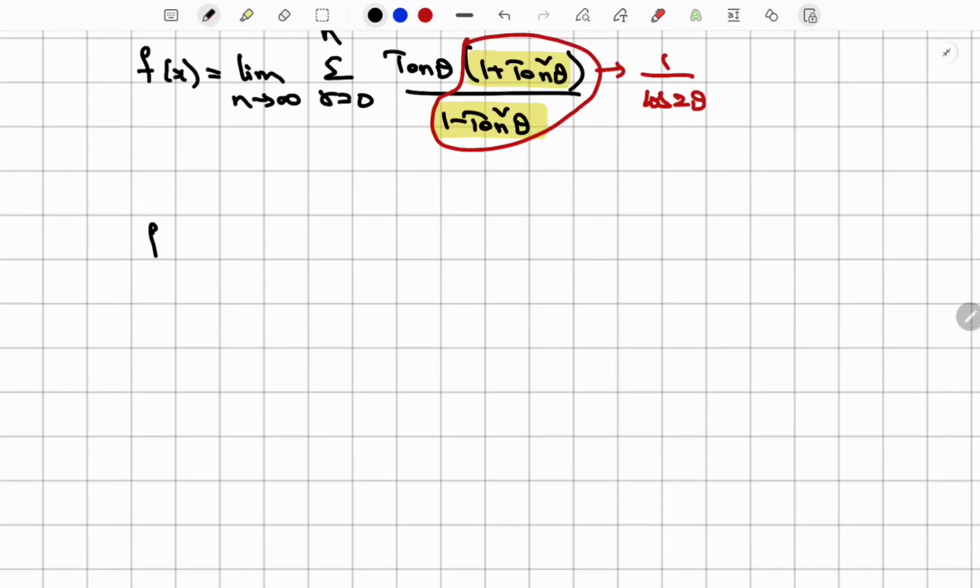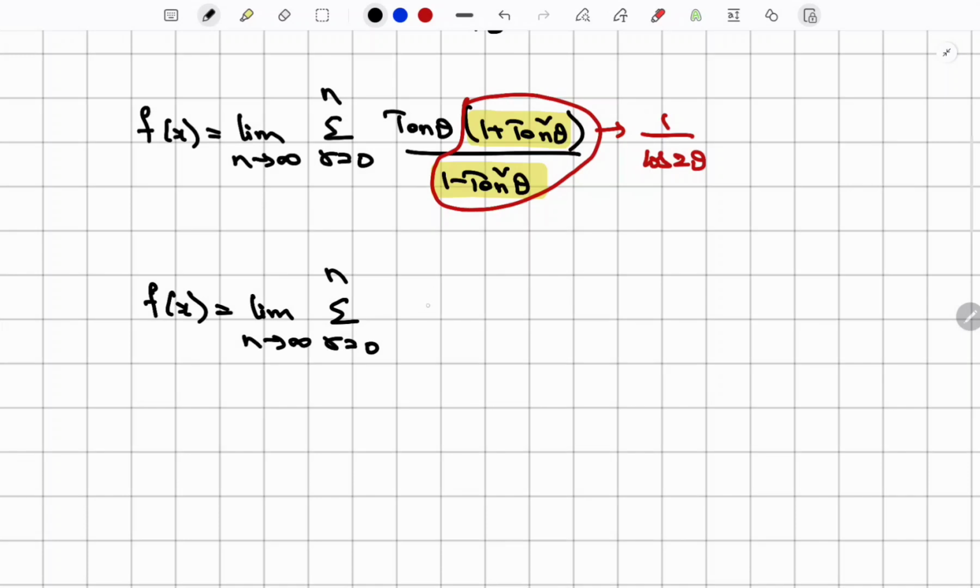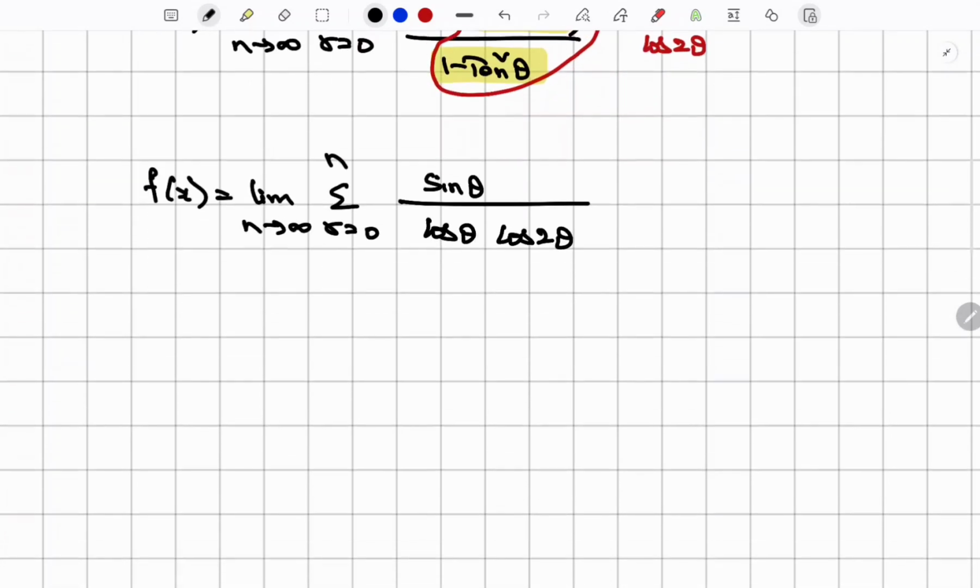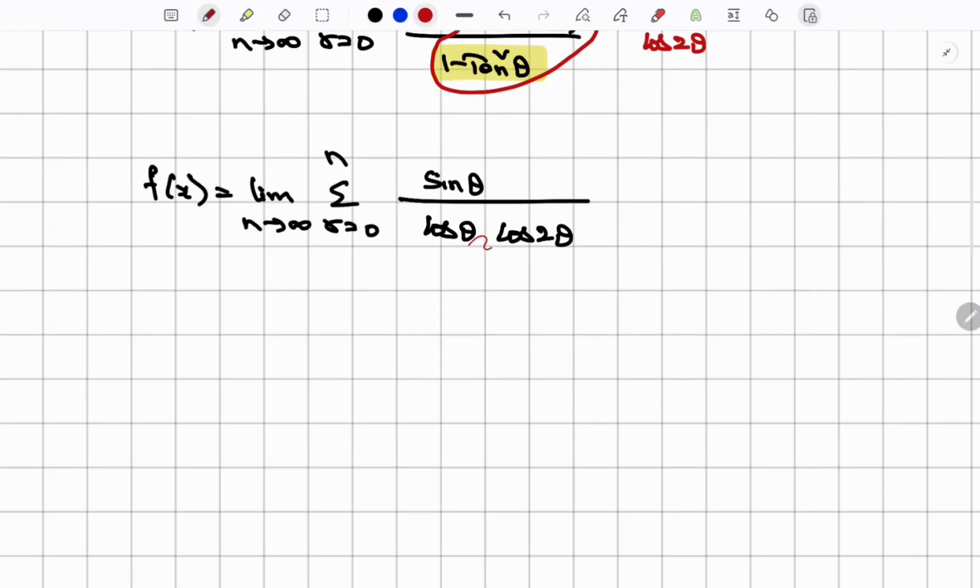Now let me write here f(x) will be equal to limit n tends to infinity, sigma r equal to 0 to n. Let me write in terms of sine and cos. Then tan theta can be written as sine by cos. So let me write sine theta divided by cos theta into cos 2 theta. Now if you clearly observe here, I have theta, here I have 2 theta. Then sine theta, this theta can be written as 2 theta minus theta.